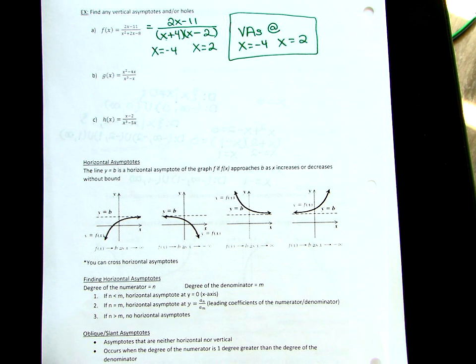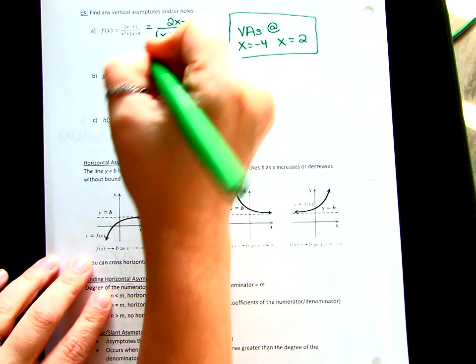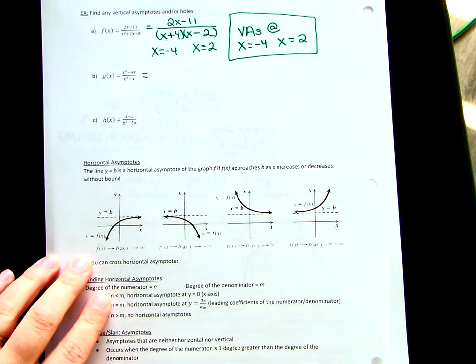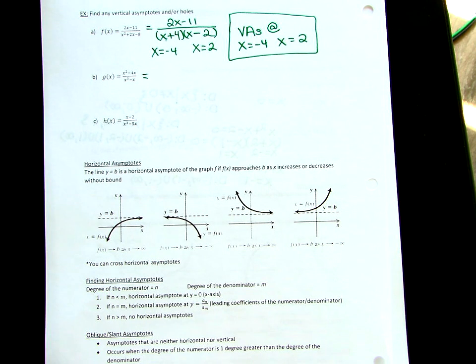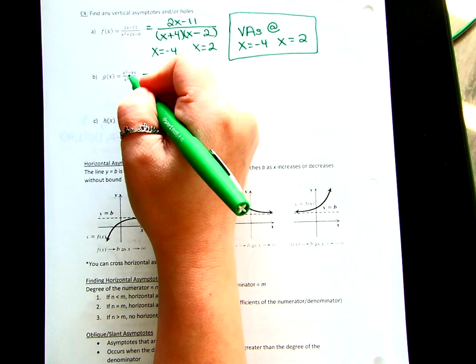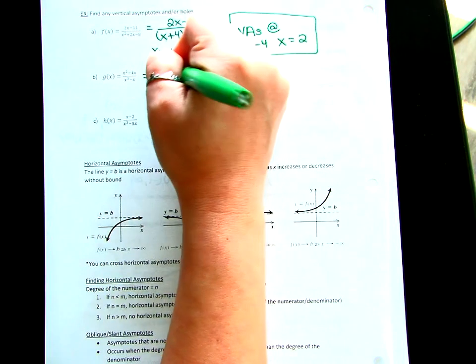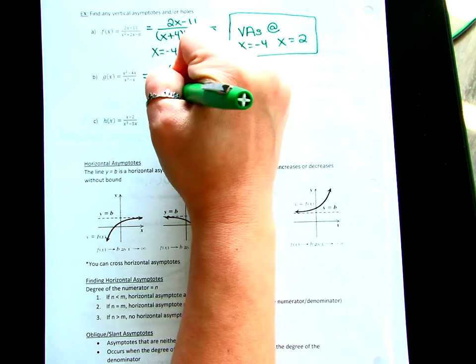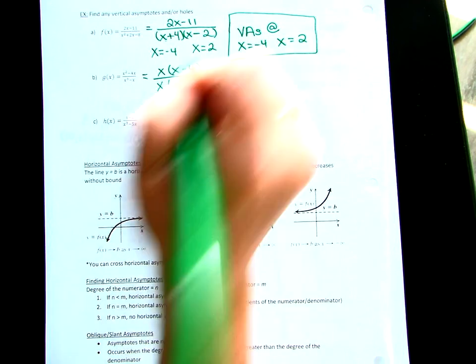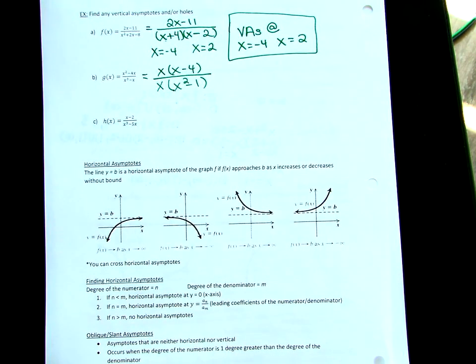Questions on that one? All right, let's look at the next one. We have g of x equals x squared minus 4x all over x to the third minus x. So notice that on top, I could factor out an x, leaving me with an x minus 4. And on bottom, I could do the same thing and get an x squared minus 1. That means it's not reduced yet.